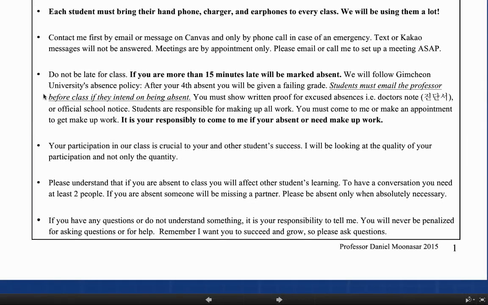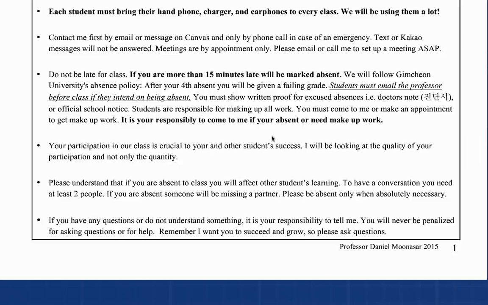Next, please don't be late for class. If you're more than 15 minutes late, I have to mark you absent. We're going to follow Gimcheon University absence policy. After the 4th absence, you're going to be given a failing grade. This is not my choice, this is Gimcheon University's rule. So please make sure that you email me before class if you're going to be absent.